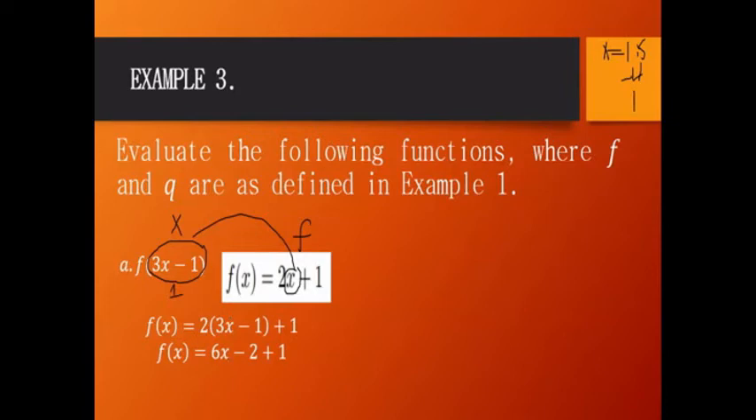Yan. Combine similar terms. Bring down 6x. Kasi wala naman siyang may kaparehong variable na x. And then, combine the two constant numbers, negative 2 plus 1, that is negative 1. So, our final answer would be 6x minus 1.